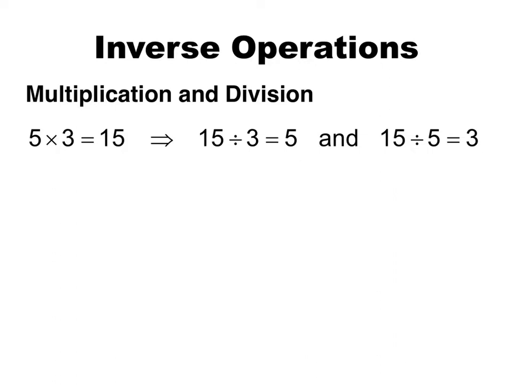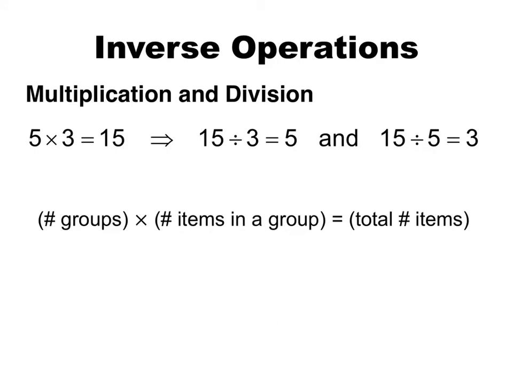Now why is that significant? Well, let's review the meaning of multiplication. Multiplication means a number of groups times a number of items in a group equals a total number of items. So 5 is a number of groups, 3 is a number of items in a group, and 15 is a total number of items. So in this first division problem, 15 divided by 3 equals 5. So here this 15 divided by 3 represents a number of groups. In the second division problem, 15 divided by 5 equals 3, so 15 divided by 5 represents a number of items in a group.